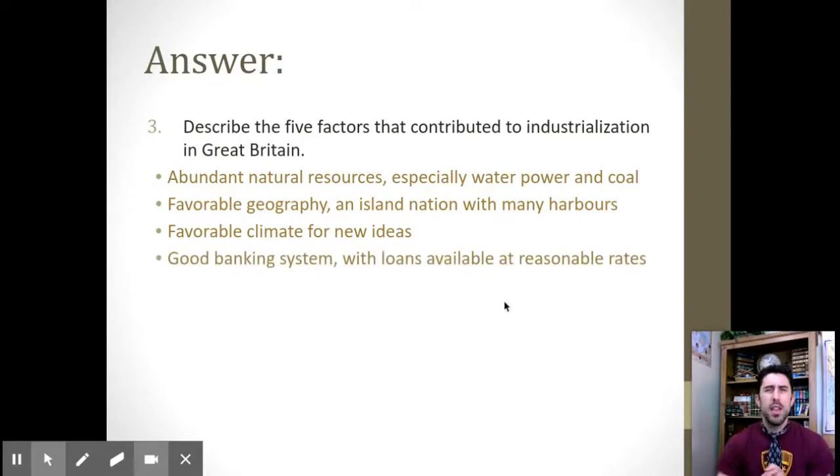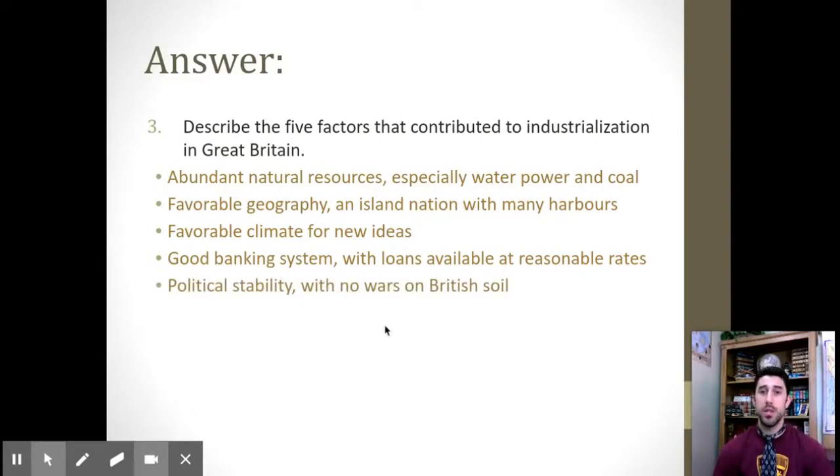Oh, I clicked again. The next one was the banking system. With loans available at reasonable rates, banks willing to take risk, investments, all that type of thing, for people who are entrepreneurial to actually make a profit. And you have a whole growing new class of people becoming wealthy at this point in time because of the ability to take financial risk. And the last one, which is kind of undermining all of these things, is the political stability which Great Britain has. There were no wars on British soil, and they had the political stability and ability to take the risk.